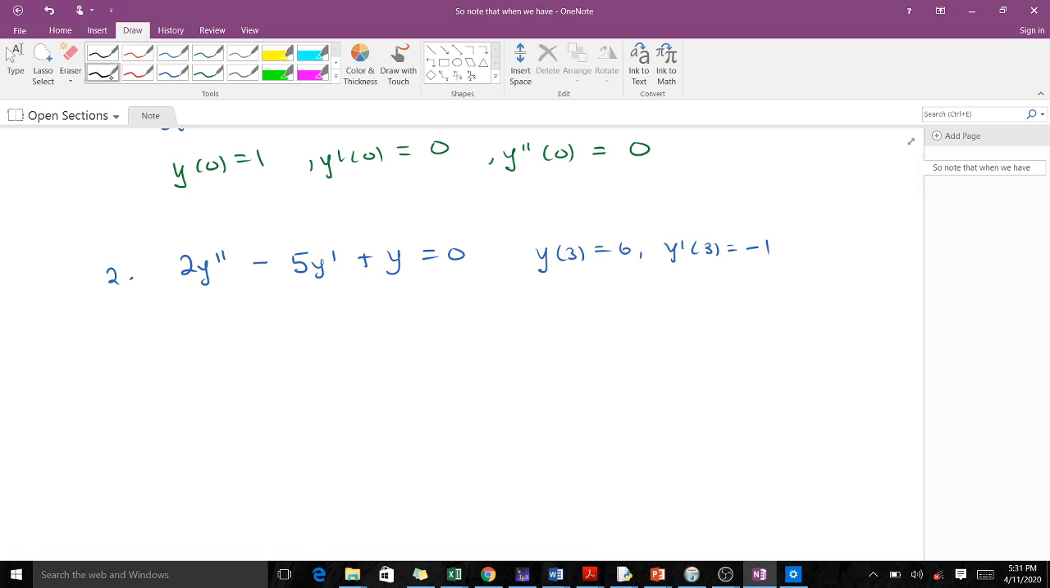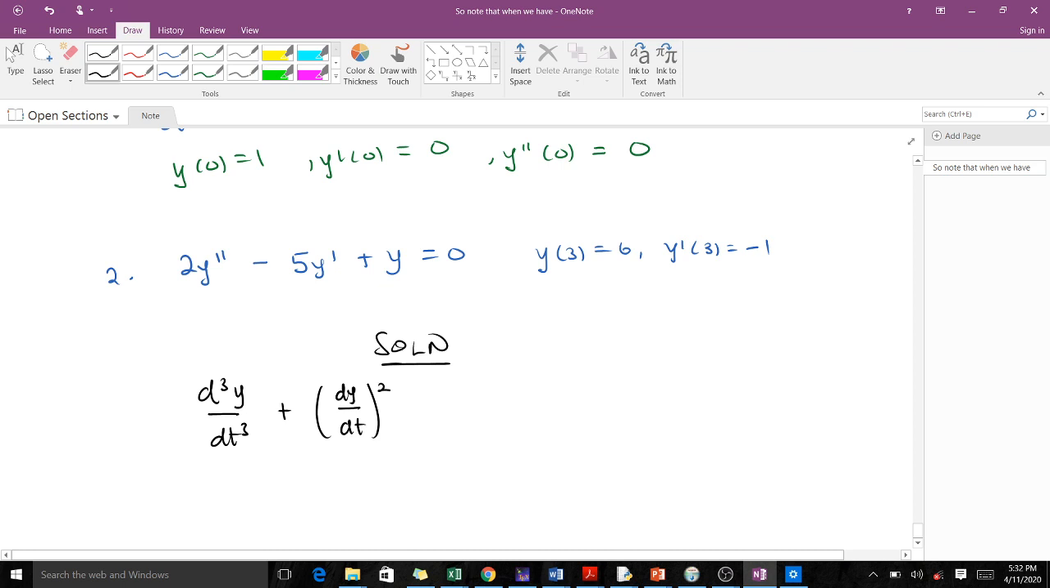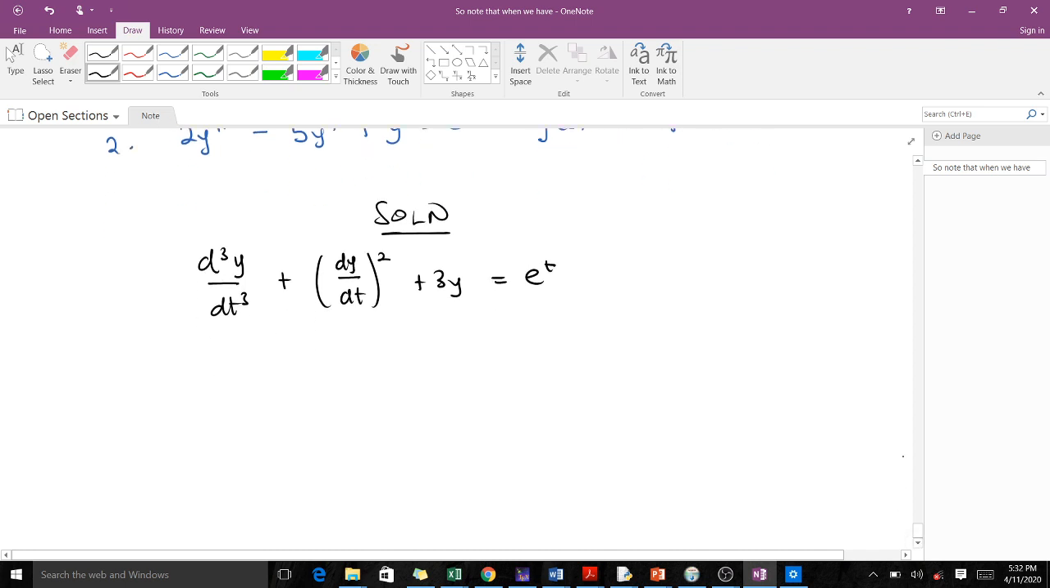So let us start with our first example. You realize that with our first example, our question is d^3y/dt^3 plus (dy/dt)^2 plus 3y equals e^t. So you realize that our ordinary differential equation here is of the third order because of these three here. I hope you can see that. So we are supposed to reduce this into a system of first order ordinary differential equations.